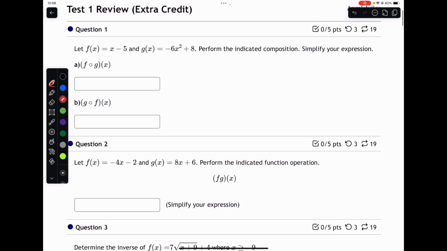So let's begin. Question number one, we have the functions f and g, as you can read, and we are going to perform the indicated composition. We want to do the composition f of g first, and then g of f on the second one. To get f of g, the function g needs to be plugged into the x of function f. So for part A, we're going to replace the x with negative 6x squared plus 8, and then minus 5.